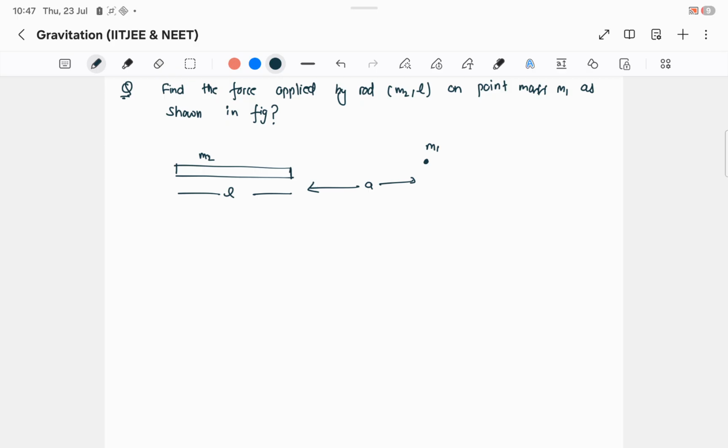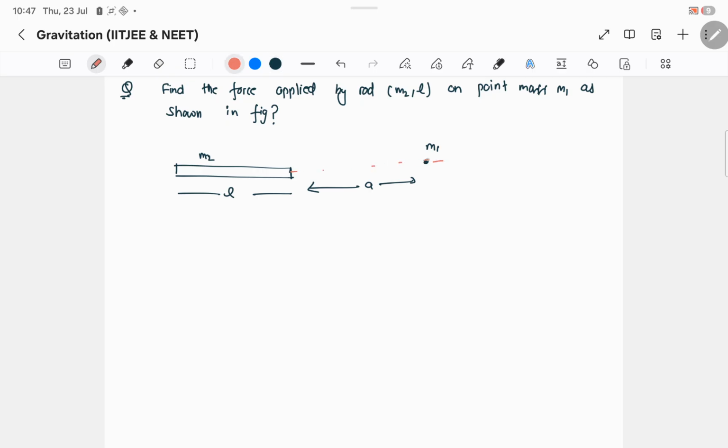Okay, so now this will be the last question on Newton's law of gravitation. After that we'll move to gravitational field, gravitational potential, energy. So this is a different kind of question where we are dealing with the elementary method of how to solve it. So first I will read the question. Find the force applied by rod of mass M and length L on a point mass M1 as shown in the figure. So you can treat this M2 mass as being on this line only.